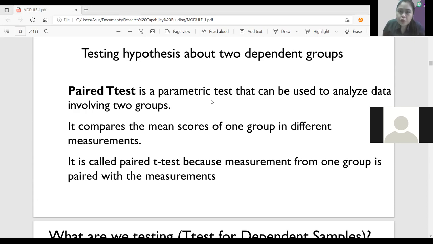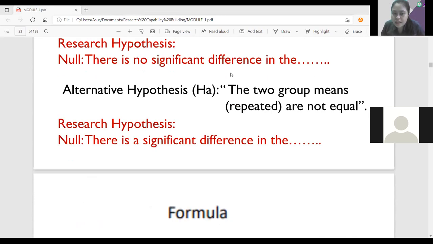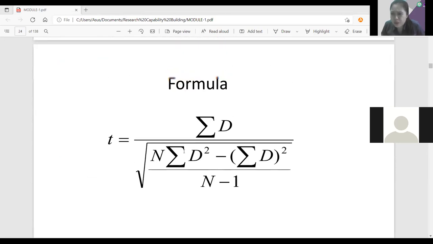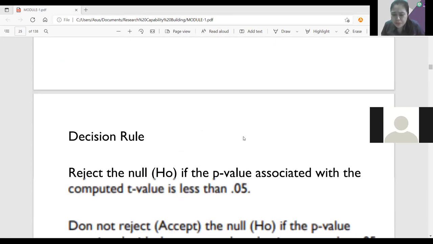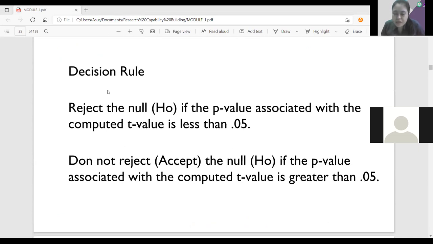So again, that's pre-test and post-test. And if you want to see if ever there is a difference between the scores, between the before and after na measurements, paired t-test yun. Kasi related sila with each other. Naka-pair yun before and after nila na scores. So yun yung difference now ni independent sample t-test and ni paired t-test. I will no longer require you to do the manual computation. We are done with this in your statistics. But please take note that we have the same decision rule for this with that of the independent sample t-test.